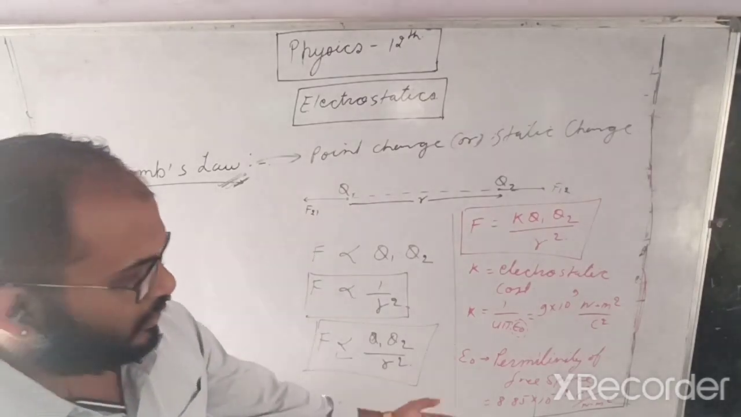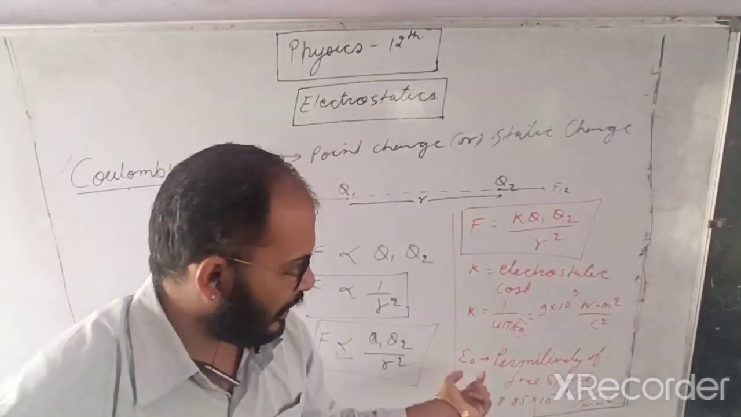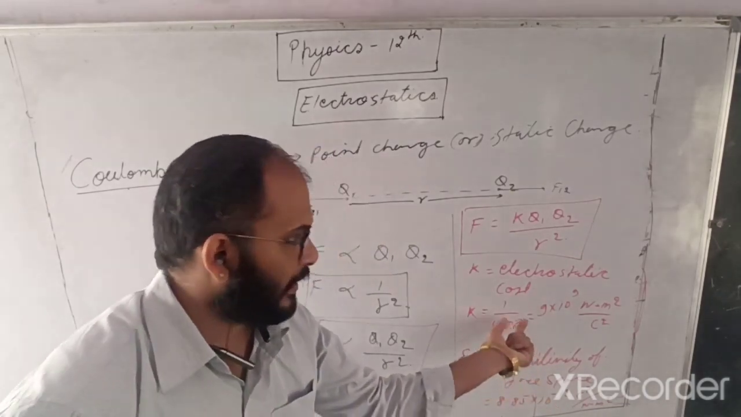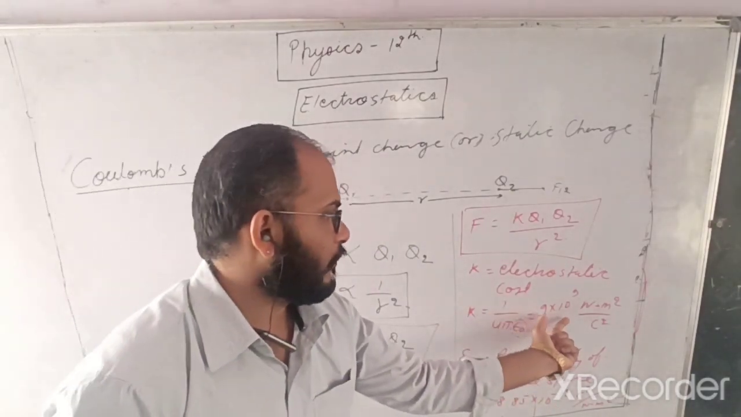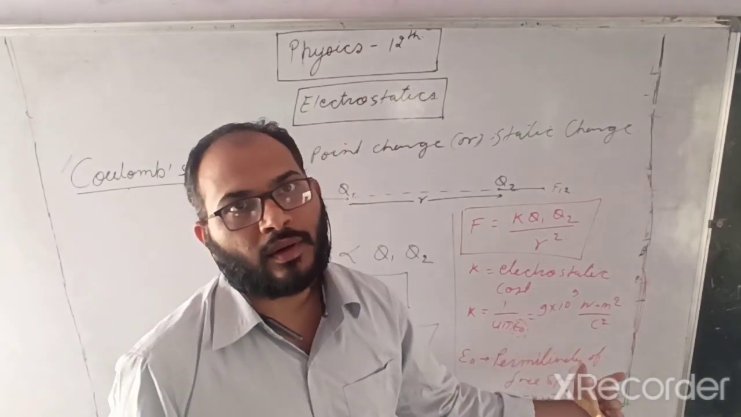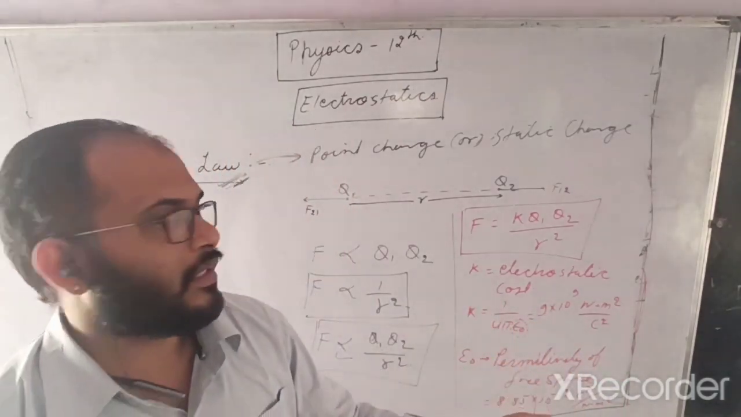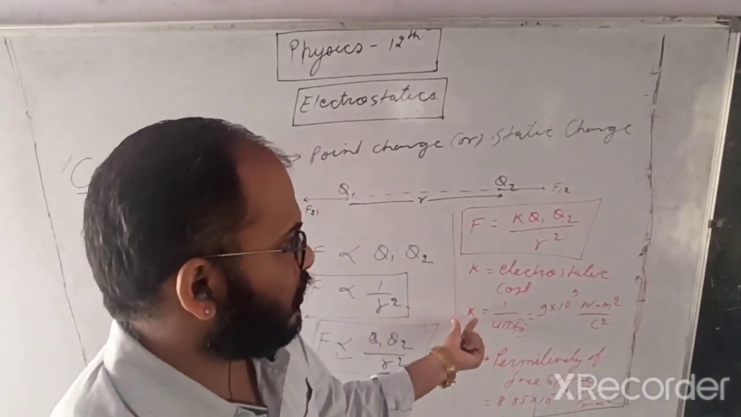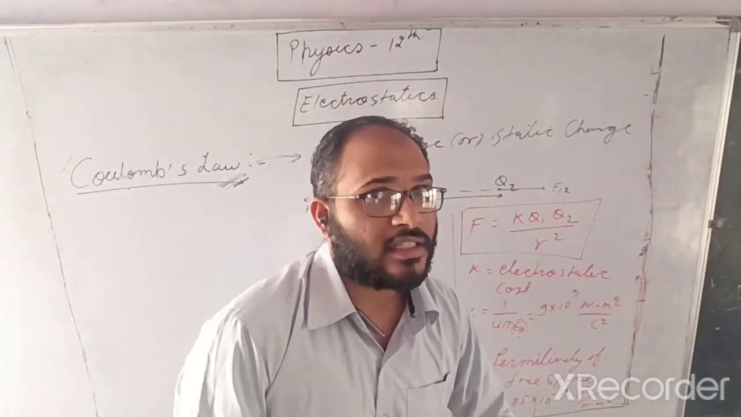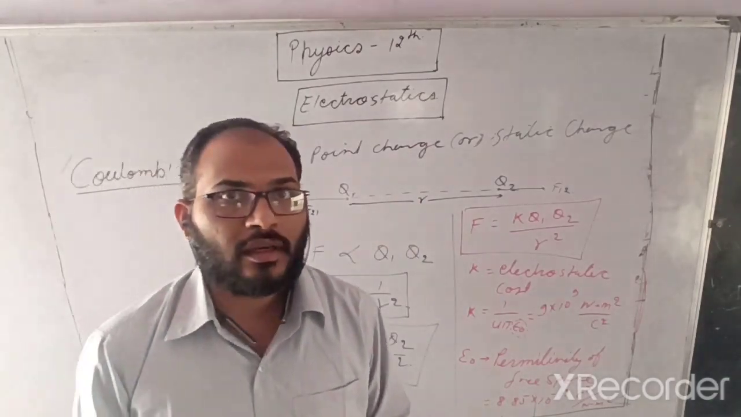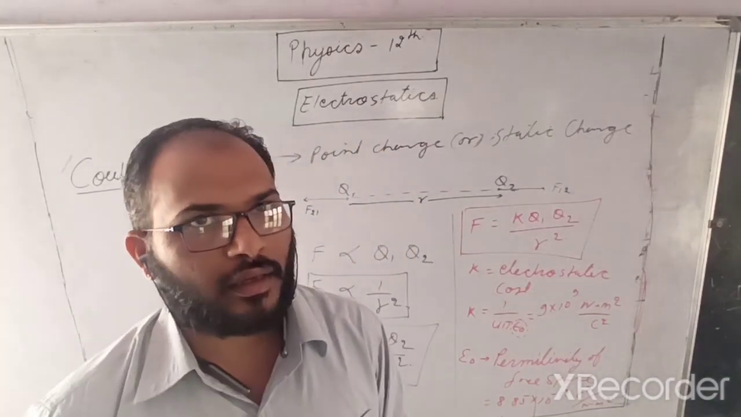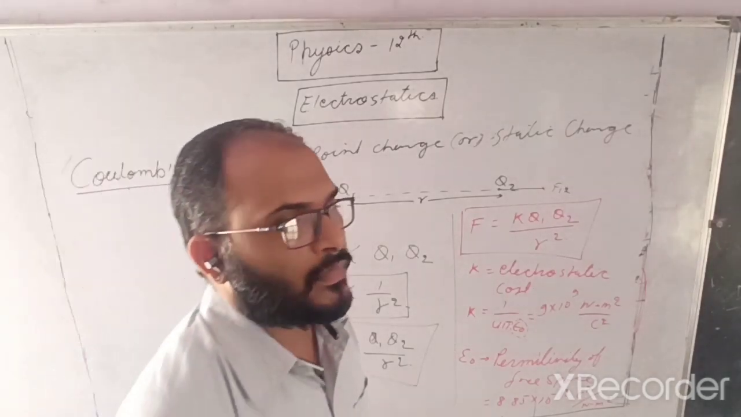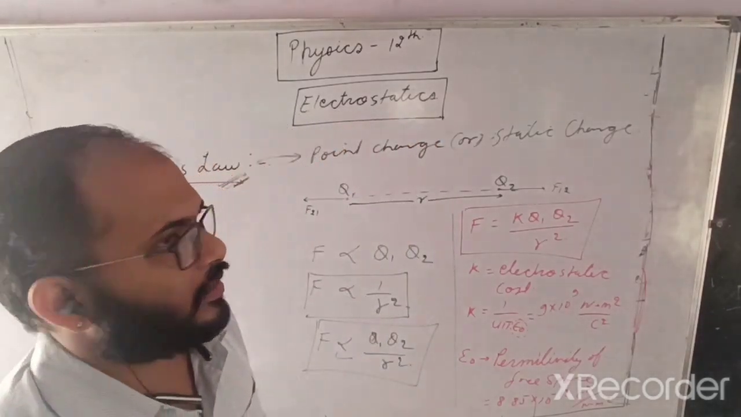If we put epsilon naught equal to 8.85 into 10 to the power minus 12, then the value of the electrostatic constant is 9 into 10 to the power 9. The electrostatic constant 9 into 10 to the power 9 is defined for free space only, not for a medium. For free space or air, K is equal to 9 into 10 to the power 9.